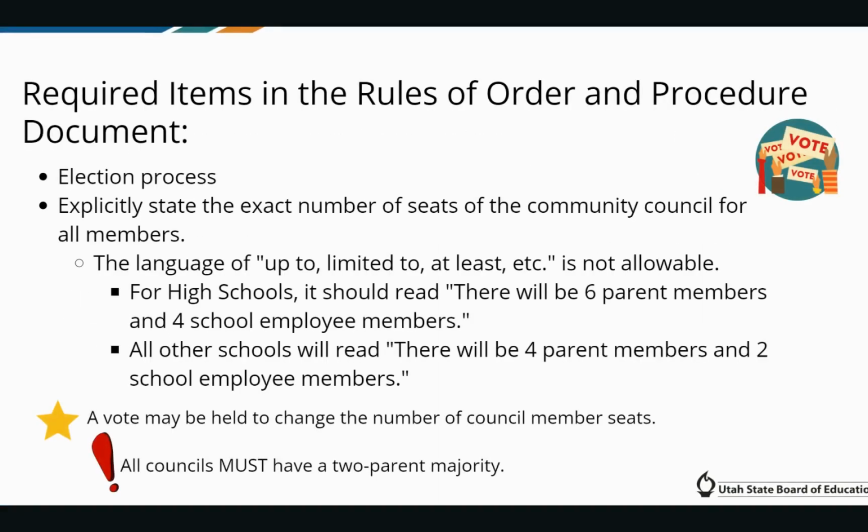The requirements of this document are to outline the election process and to explicitly state the exact number of seats open for all members. The language of "up to," "limited to," "at least," etc. is not allowed. For high schools, it should read, "There will be 6 parent members and 4 school employee members." All other schools should read, "There will be 4 parent members and 2 school employee members."